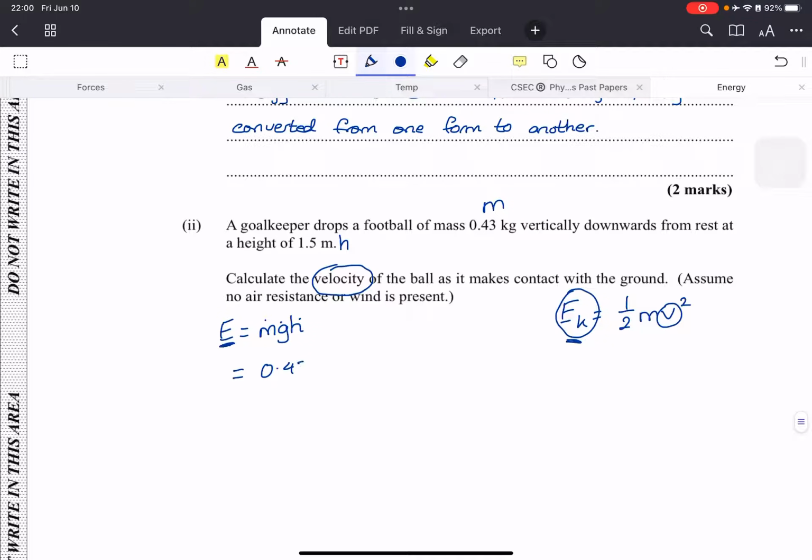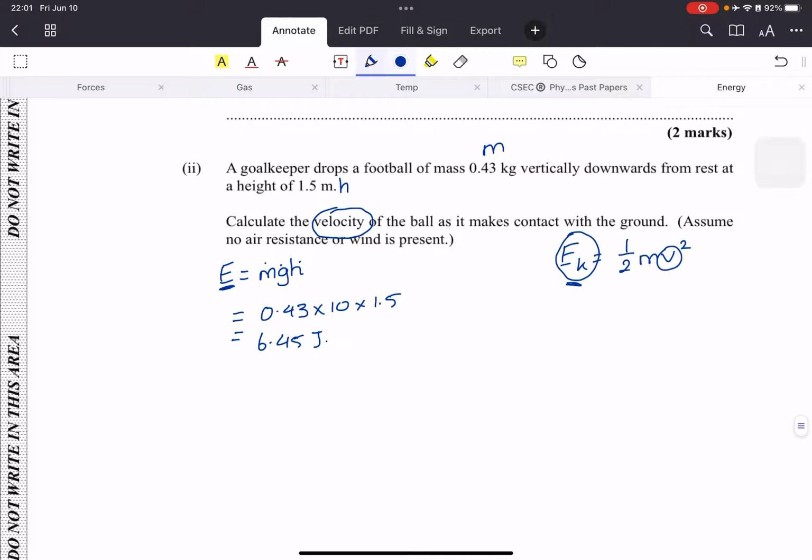So let's put these values in. 0.43 multiplied by 10 multiplied by 1.5 gives us 6.45 joules. Now I can put in the 6.45 is equal to a half, the mass is 0.43, and we have v squared. First, let's get all of those things across to the left-hand side and leave v squared as the subject of the formula. I can work out a half multiplied by 0.43 first, which is not a big deal and makes things a little easier.